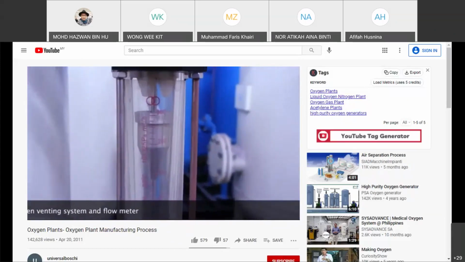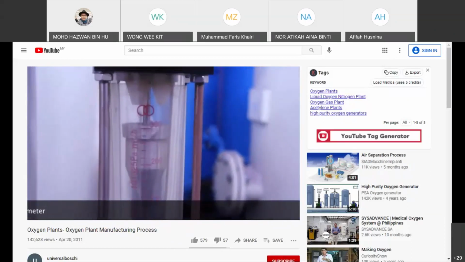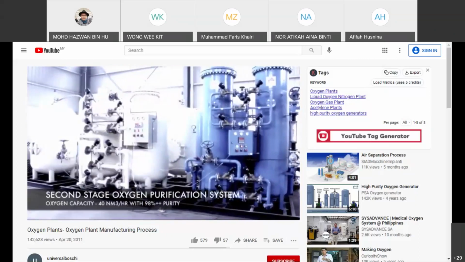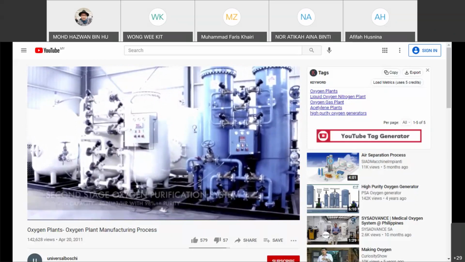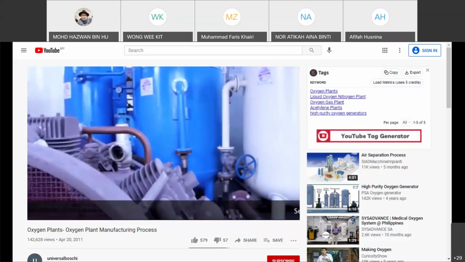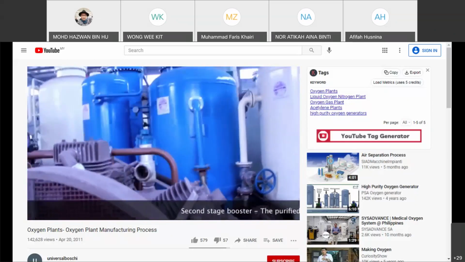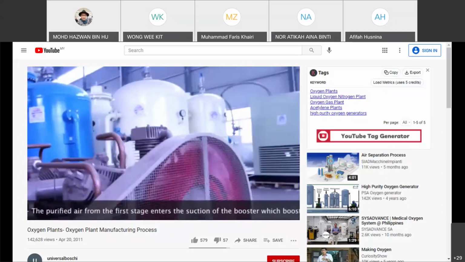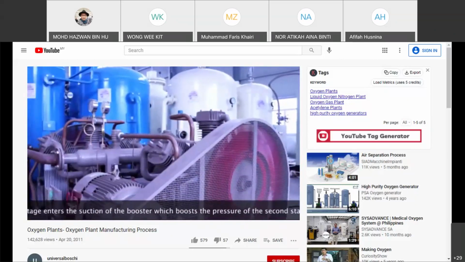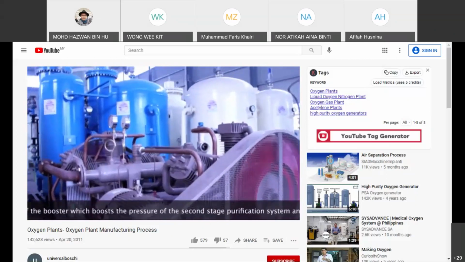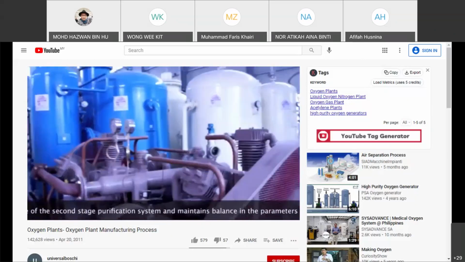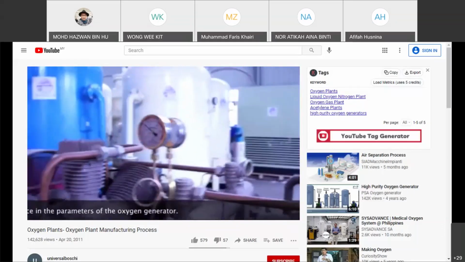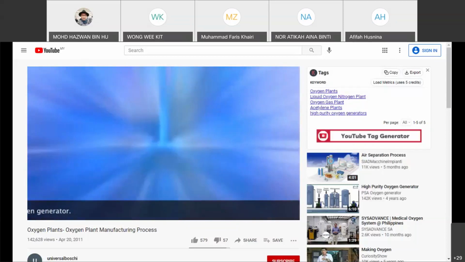So this is a waste nitrogen venting flow meter. Just to show you, the nitrogen has been separated. Okay. This is the second stage of oxygen purification, still using PSA. But this time you will notice that the column is slightly bigger. The second stage is known as a booster because it purifies the air from the first stage, to ensure that you have a more pure oxygen gas after that.